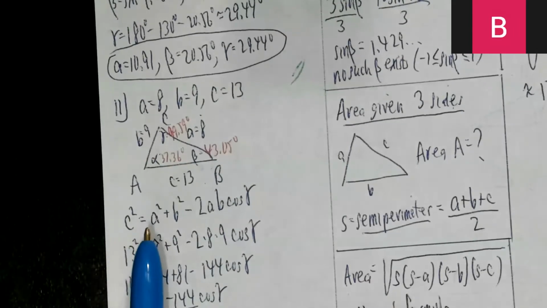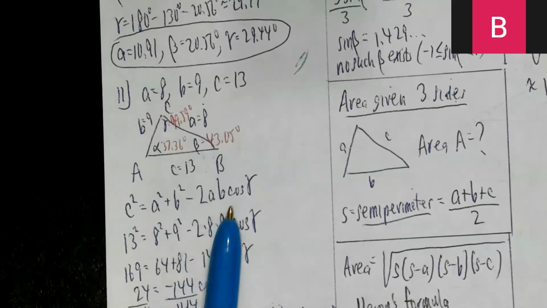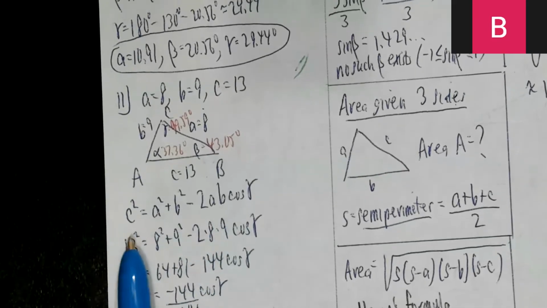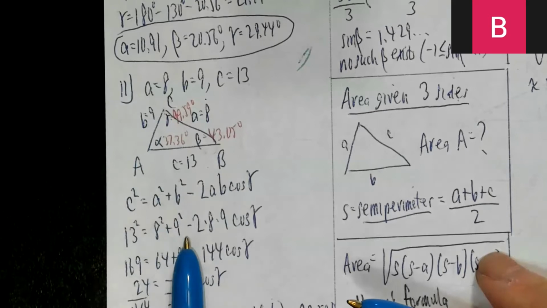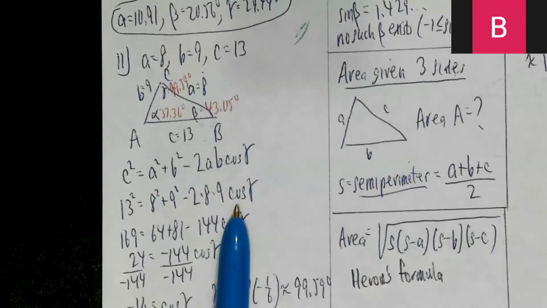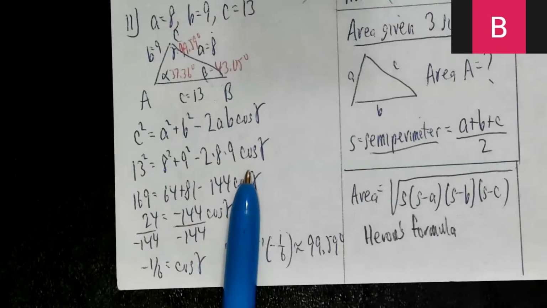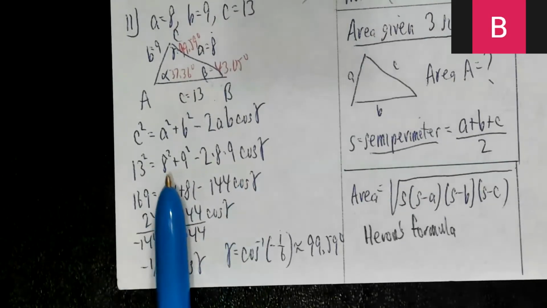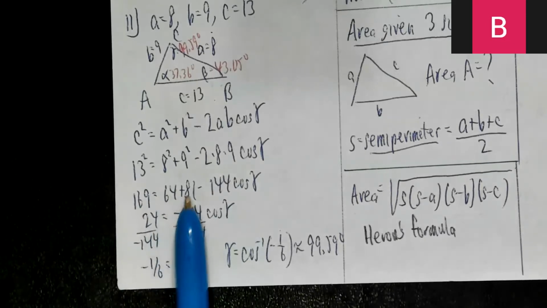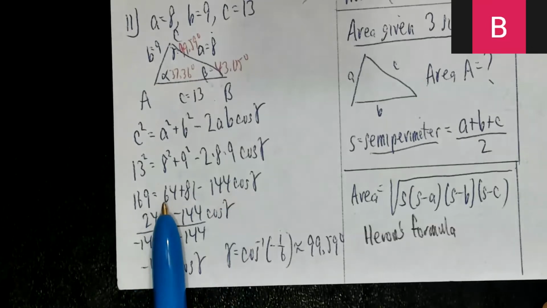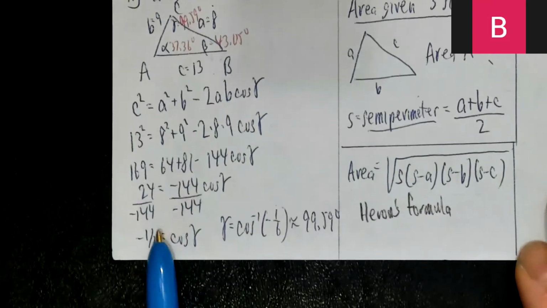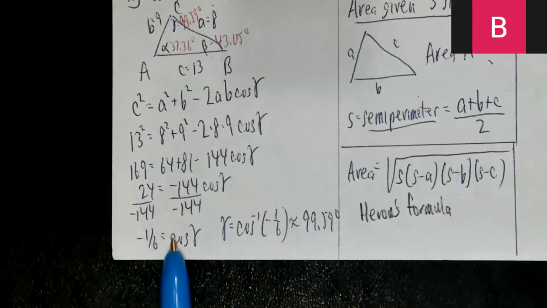I'm using c squared equals a squared plus b squared minus 2ab cosine gamma. So 13 squared equals 8 squared plus 9 squared minus 2 times 8 times 9 cosine gamma. Plug in: 13 squared is 169, 8 squared is 64, 9 squared is 81, 2 times 8 times 9 is 144. Subtract 64 and 81: 169 minus 64 minus 81 is 24. Divide both sides by negative 144. Cosine of gamma is negative 1/6.